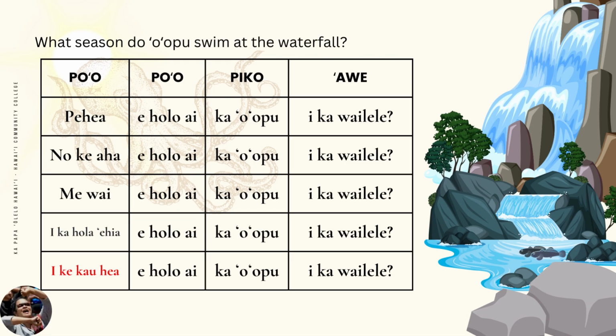What season do o'opu swim at the waterfall? I ke kauhea e holo ai ka o'opu I ka wailele. A pela kākou e unuhi ai I ke kālele kūlana, and that is how we translate kālele kūlana.